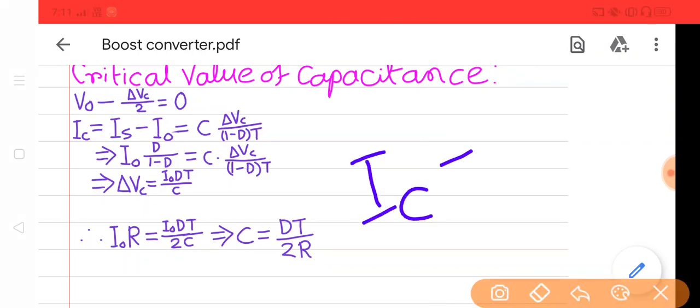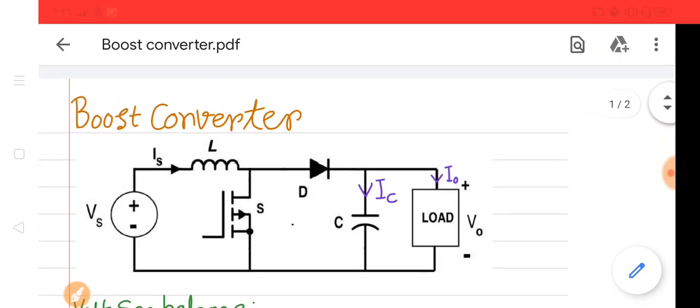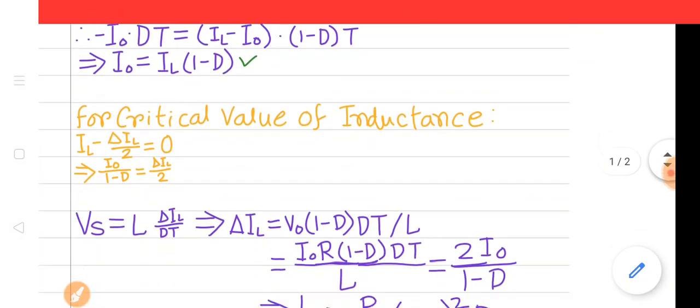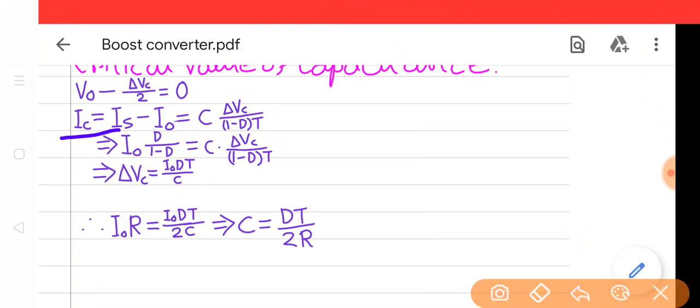You know that current through the capacitor equals C dV dt. I am considering when the switch is off. When the switch is off, this is open circuited, so at that time the capacitor will be charged by the supply voltage. When the switch is on, it is shorted, so the capacitor will discharge through the load. So we are considering the off state here. When the switch is off, the current through the capacitor is supply current minus the output current, that equals C dV dt.